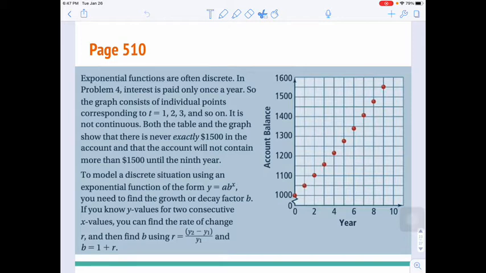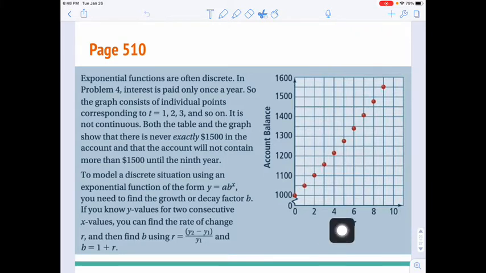To model a discrete situation using an exponential function of the form y equals a times b to the x power, you need to find the growth or decay factor b. If you know y values for two consecutive x values, you can find the rate of change, r, and then find b using r equals y2 minus y1 divided by y1, and b equals 1 plus r.